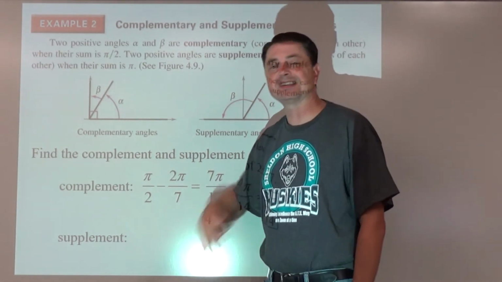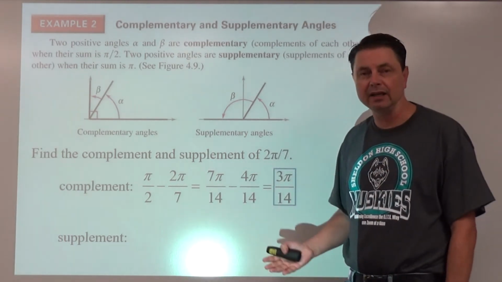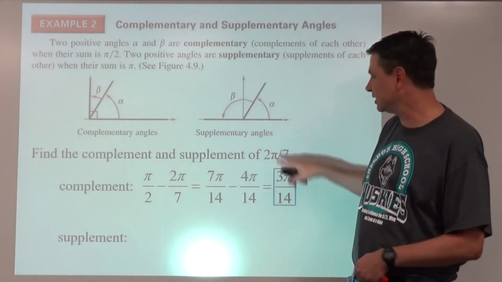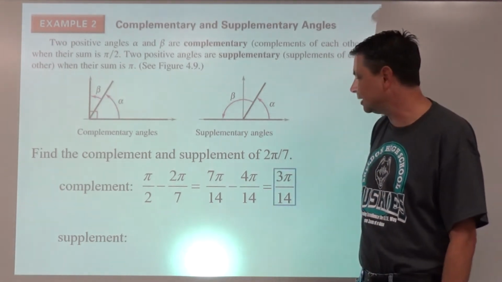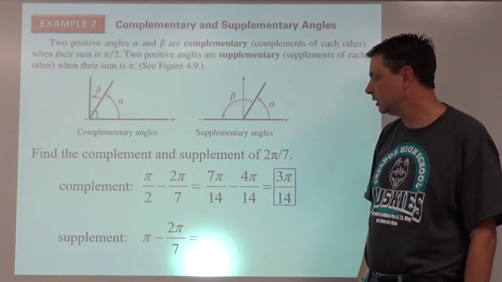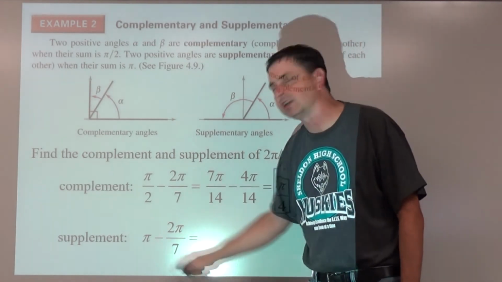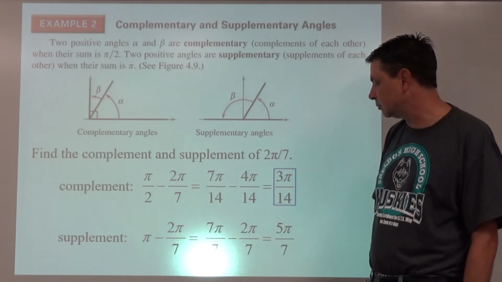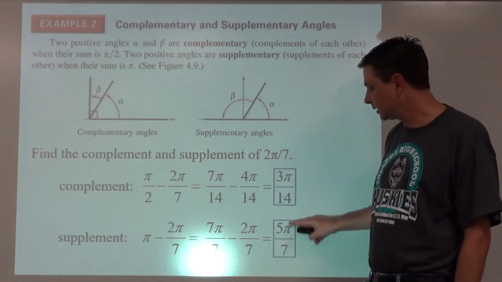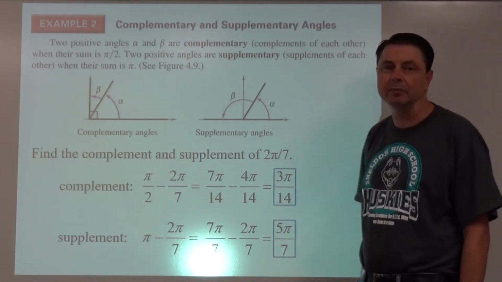Whereas the supplement, since that needs to add up to pi, we take pi minus our angle. We're going to get the supplement. So pi minus 2 pi over 7. A little bit easier on that one. Our common denominator this time is 7. 7 pi over 7 minus 2 pi over 7 gets us our supplement of 5 pi over 7.